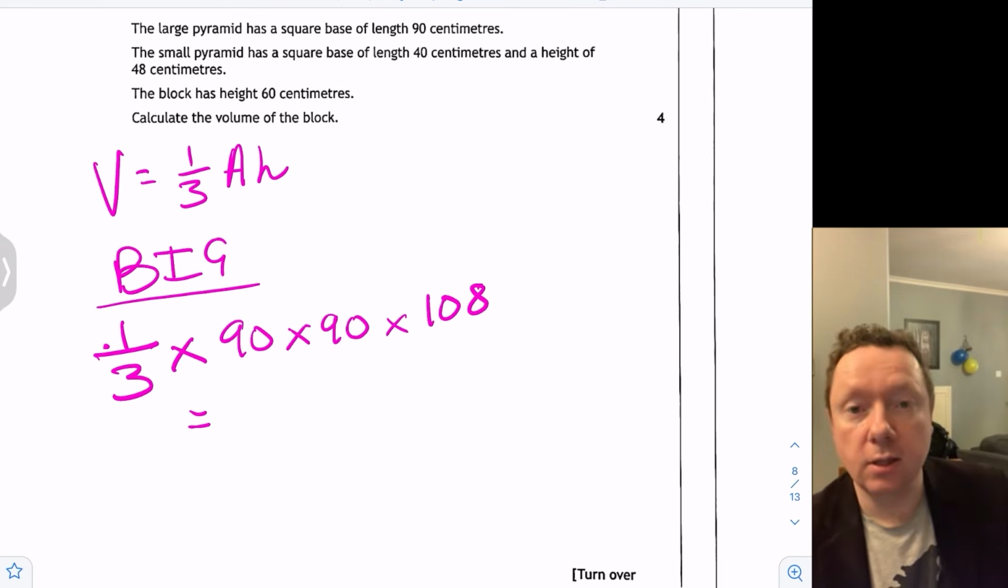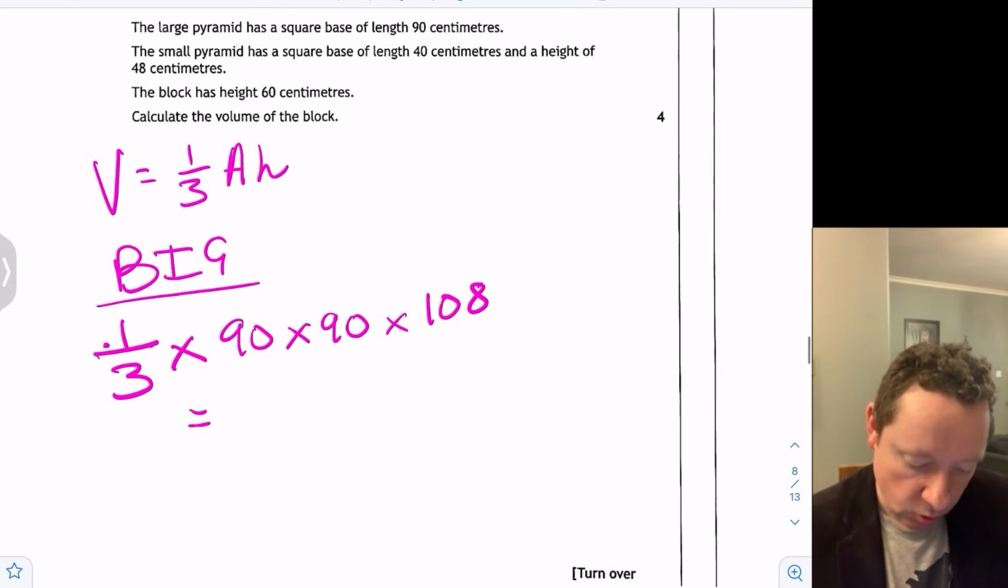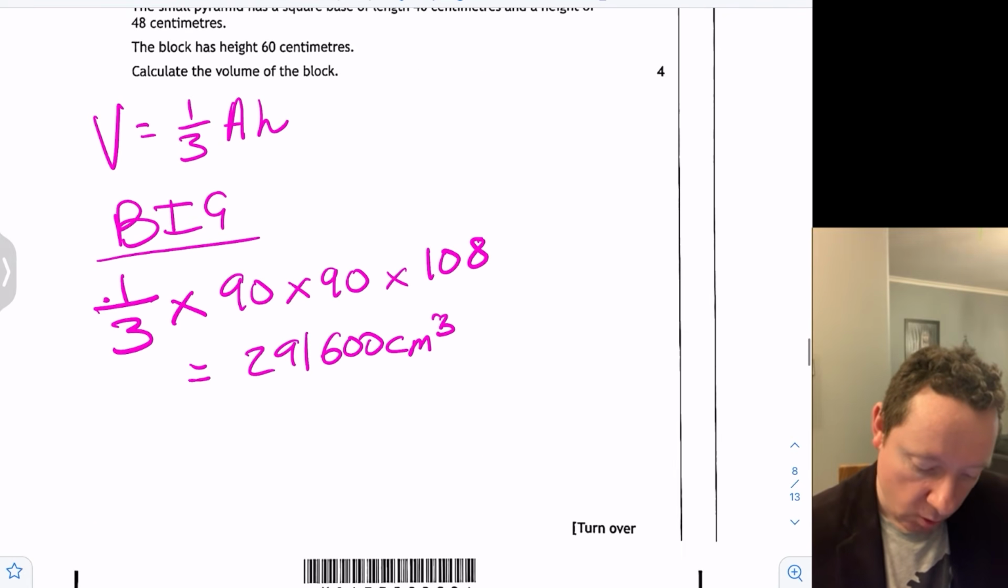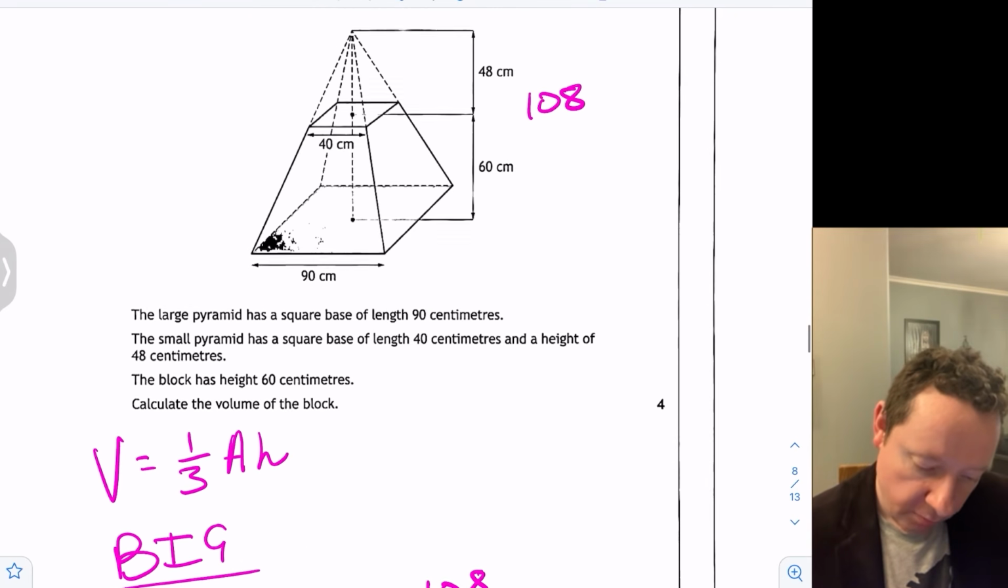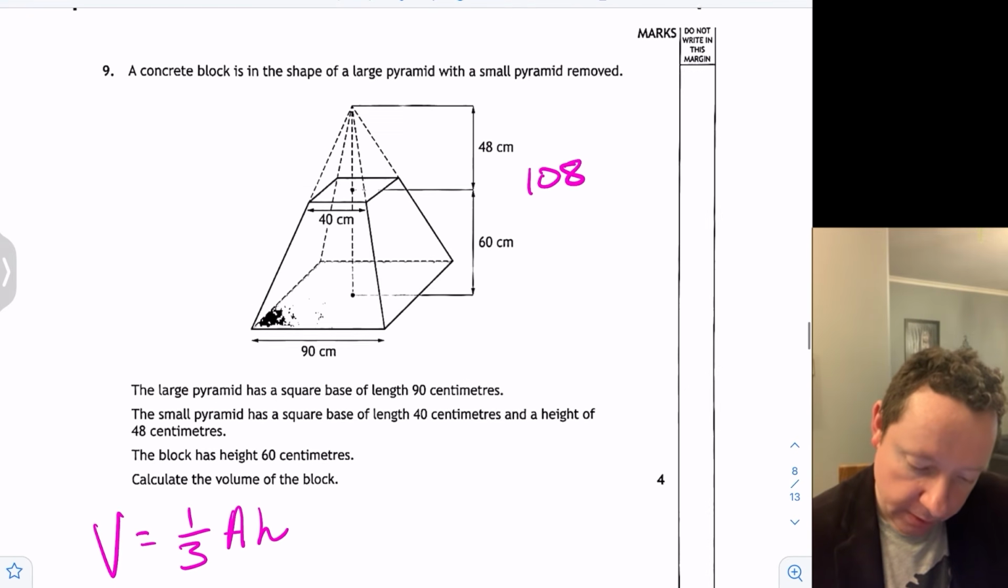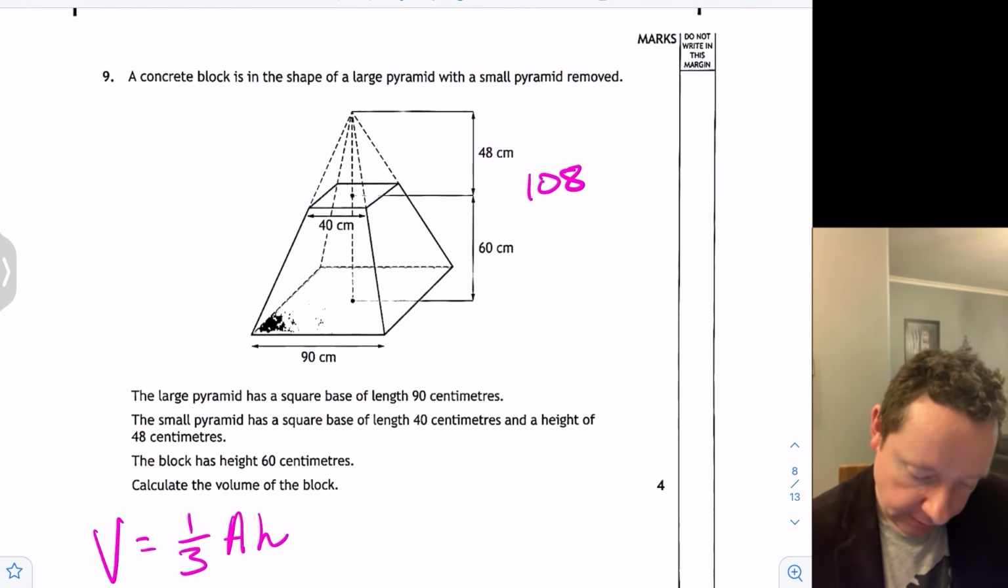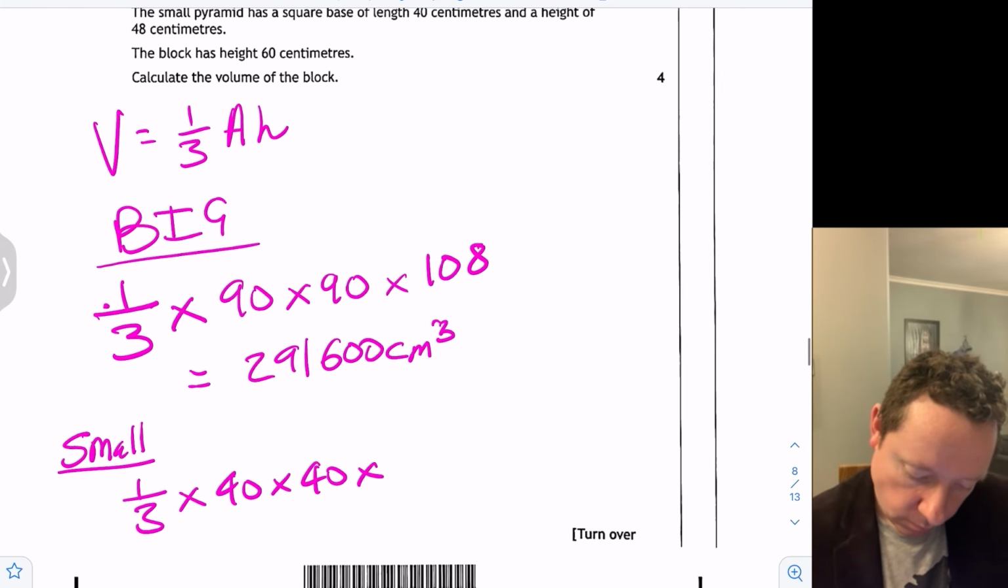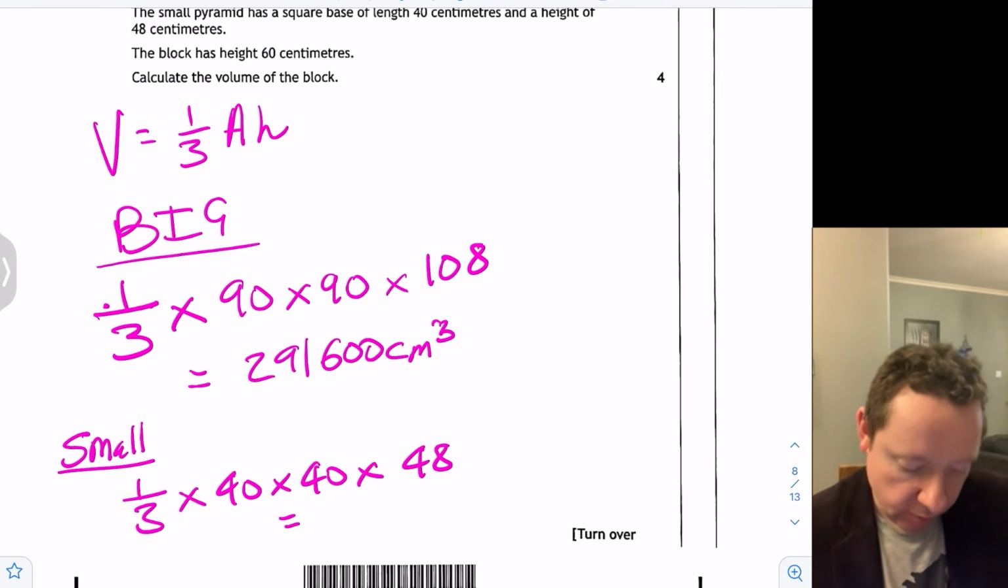So we'll just get a calculator to work that out. 291,600 centimeters cubed, I suppose. And then the small one, that's going to be a third times 40 times 40 times the height of that pyramid, which is 48. That gives us a total of 25,600.